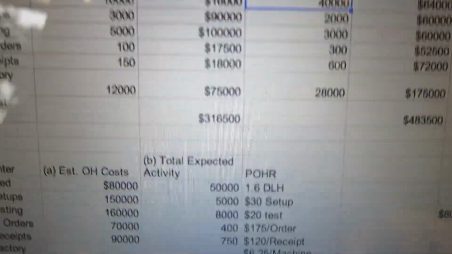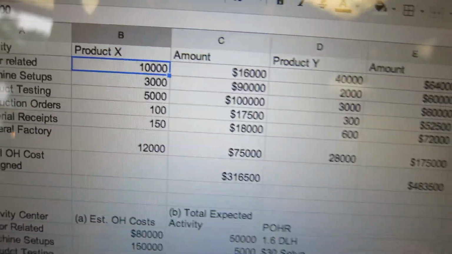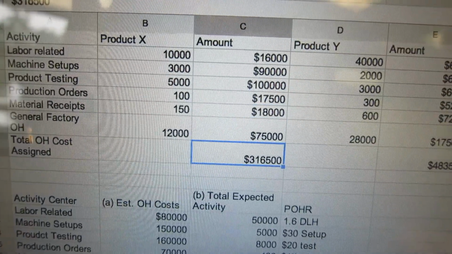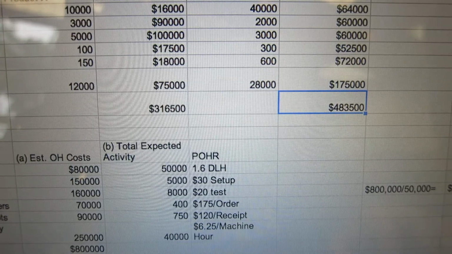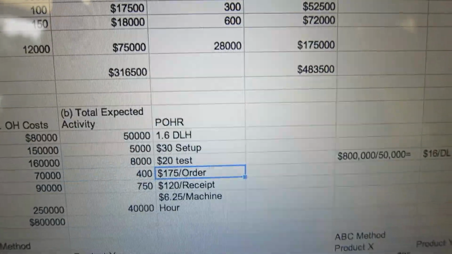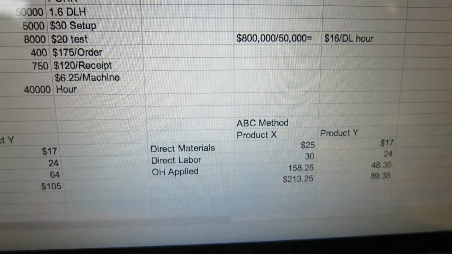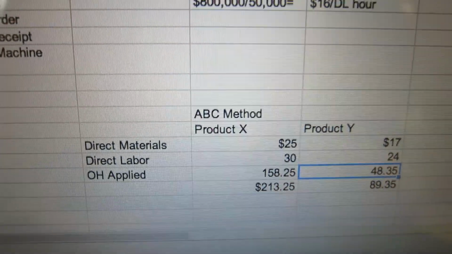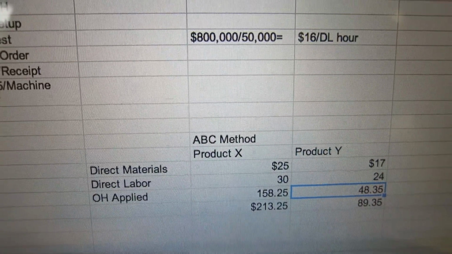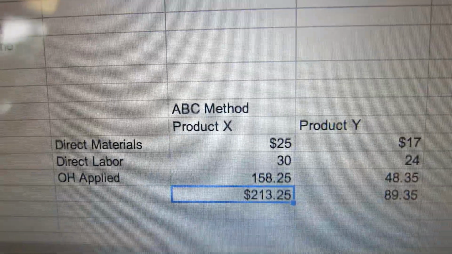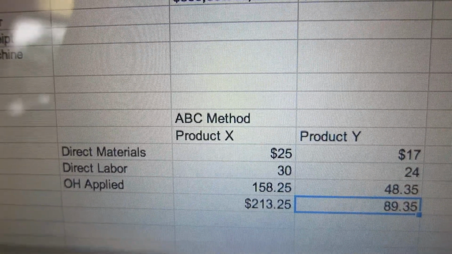by the labor related to each activity, which is how we get these numbers here, 316,000 and 483,500. So we divide this number here by 2,000, which is the units for product X, and we get this number here, and then we divided the other number by 10,000, and we get this digit here. So it shows us that the overhead is actually $213.25 for product X and $89.35 for product Y.